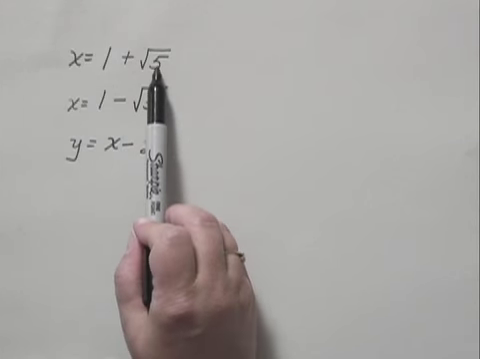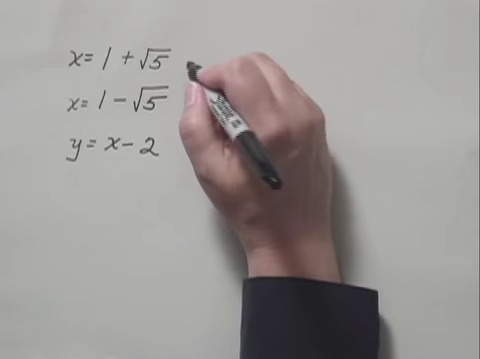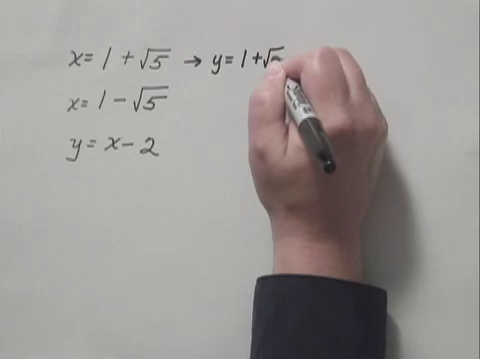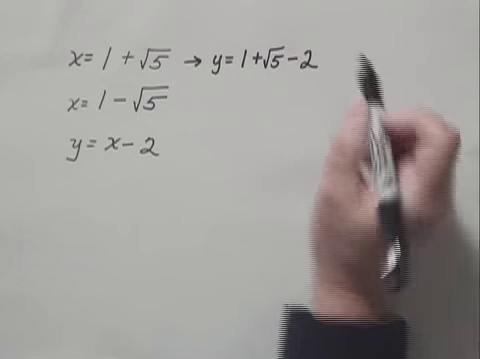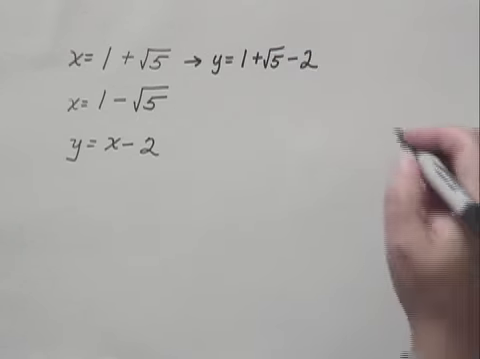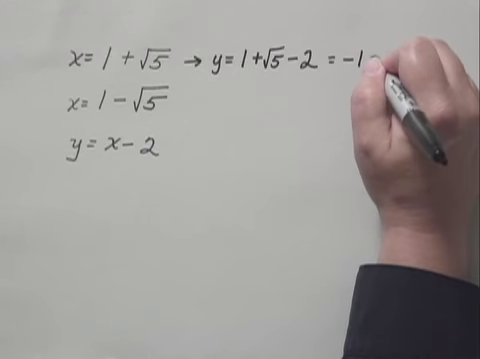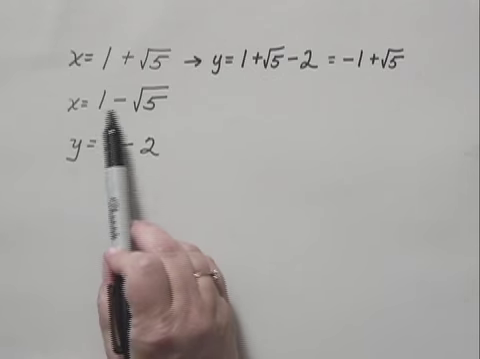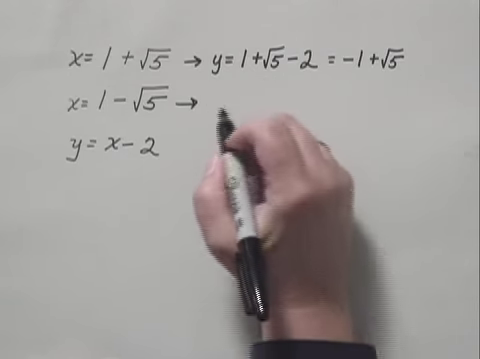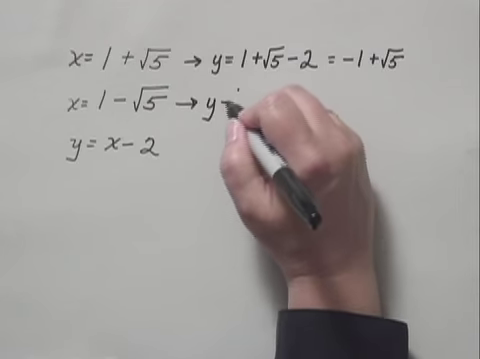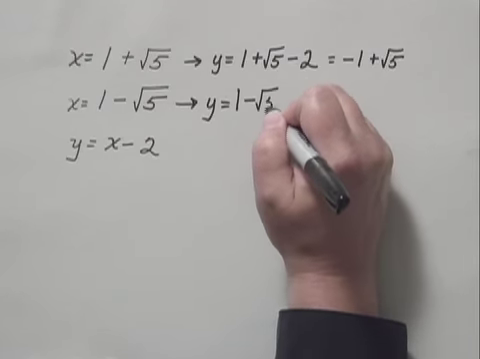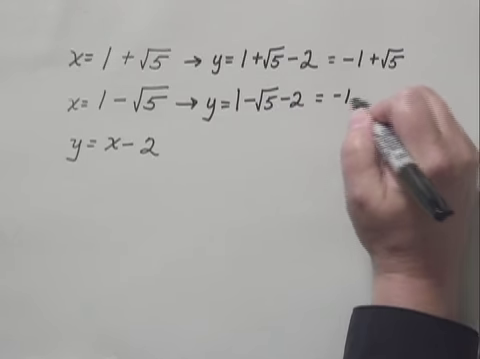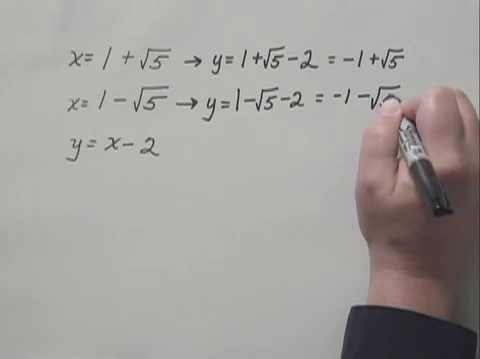So when x is 1 plus the square root of 5, then y is going to be 1 plus the square root of 5 minus 2. 1 minus 2 is -1, so that will be -1 plus the square root of 5. When x is 1 minus the square root of 5, y will be 1 minus the square root of 5 minus 2. That's x minus 2 again, and that will be -1 minus the square root of 5.